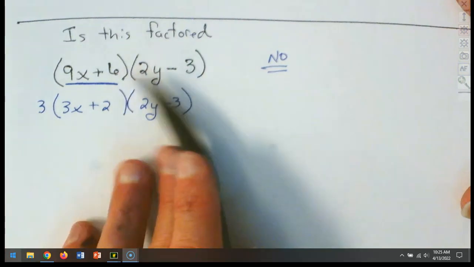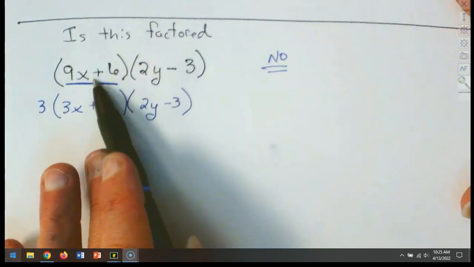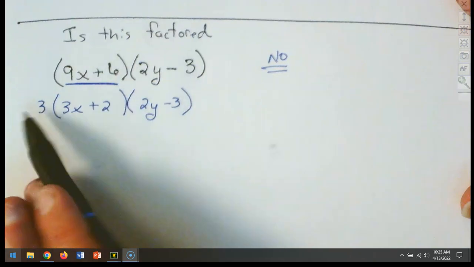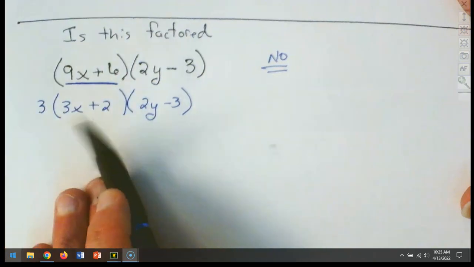And it doesn't have to come out of both sets of parentheses. It just has to come out of one of them. So whatever comes out in one, you put it out in front, and then you factor what's left over.